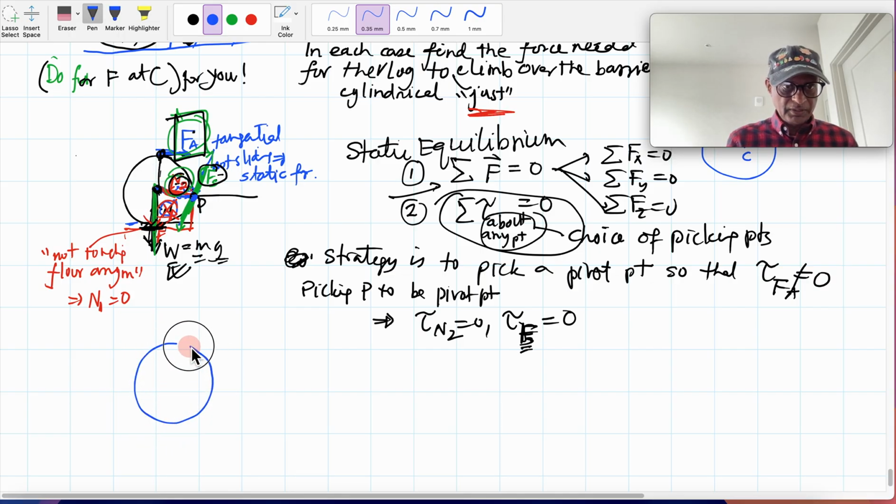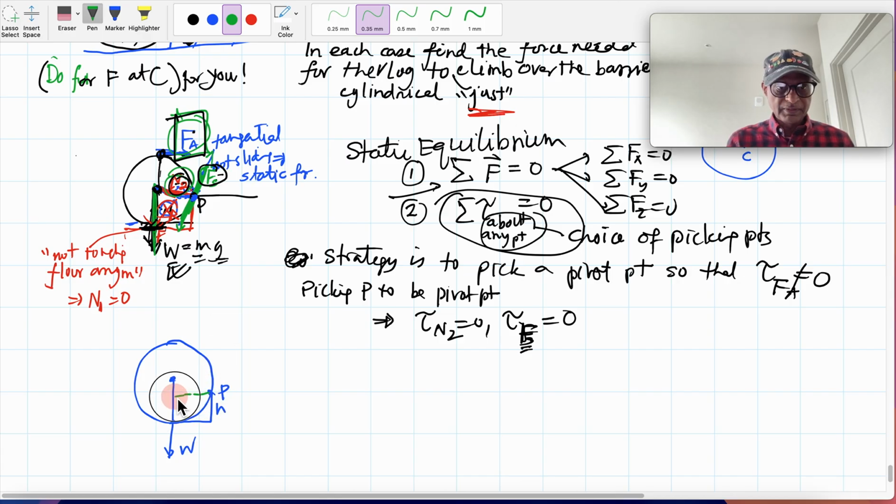Okay, so I need to figure out from here, this guy. Let's draw it out again. This is the point P, and this is H, and this is the center. That's where the weight acts, and from the pivot point I have to draw 90 degrees to the line of force. So this is the lever arm for weight, and the weight's tendency will be like that. So this is counterclockwise.